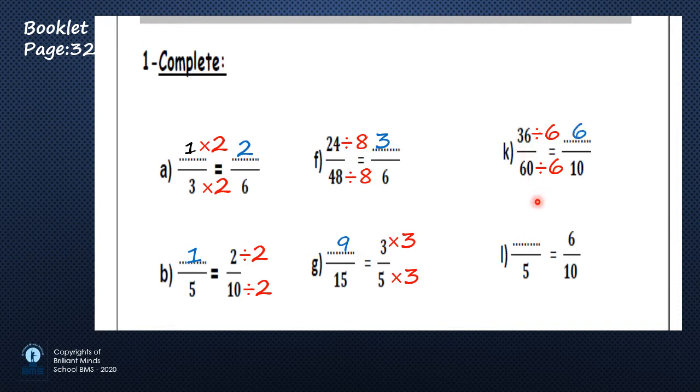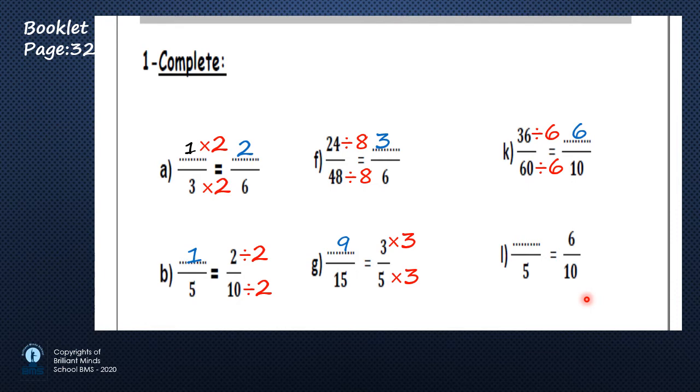And the last question, space over 5 equals 6 over 10. Okay, what is the completed fraction? First or second? The first? No, the second. Okay, we're gonna use the second. Use n or use d?